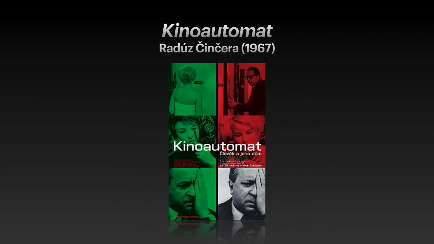Radúz Činčera's Kinoautomat is considered to be the first interactive movie. It was originally made for the Czechoslovak pavilion at the Expo 67 in Montreal. During the film, the action stops at 9 points and the moderator asks the audience to choose between two scenes. This voting was carried out in the Expo movie theater, where each seat was prepared with two buttons, one green, the other red. The scene with more votes was shown next.